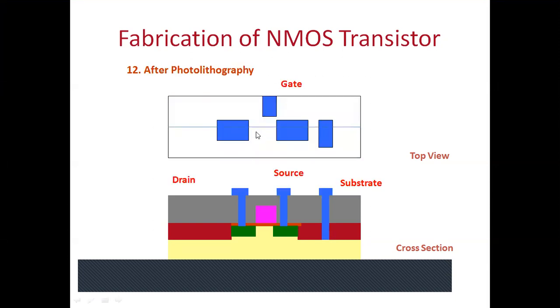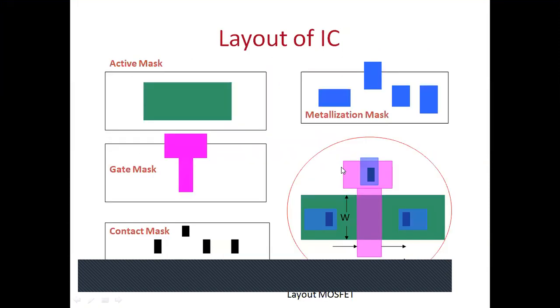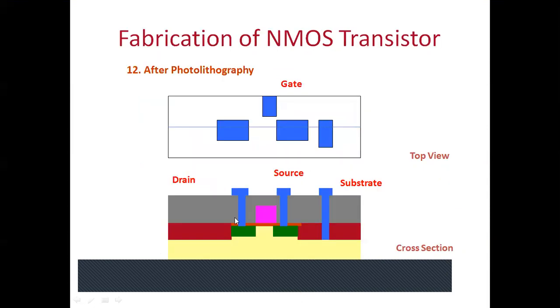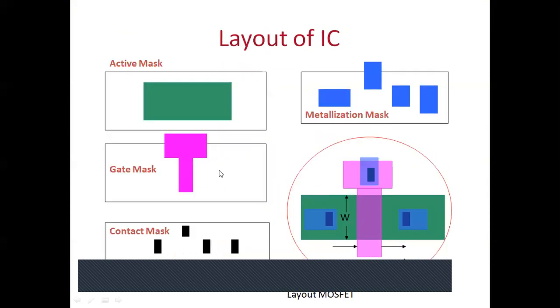Then unwanted metal is removed, and you have only the gate contact, source contact, substrate contact, and drain contact. So in this way, this is the fabrication of the MOSFET. If you see, this is the active mask, this is the gate mask, this is the contact mask, and this is the metallization mask. If all masks are aligned together, then whatever you get is called the layout of the MOSFET.